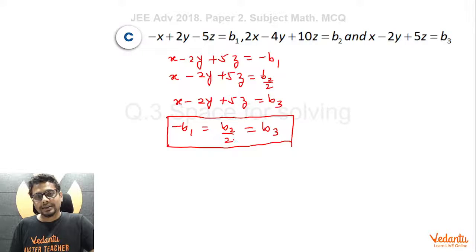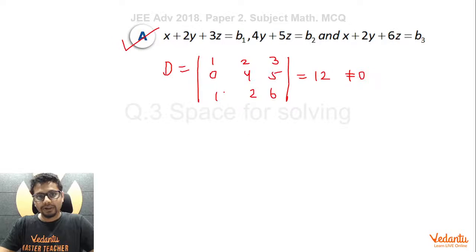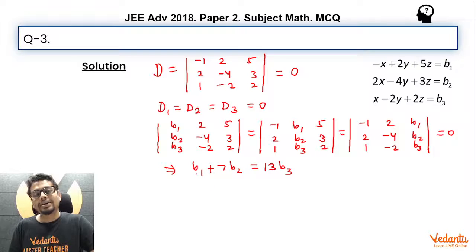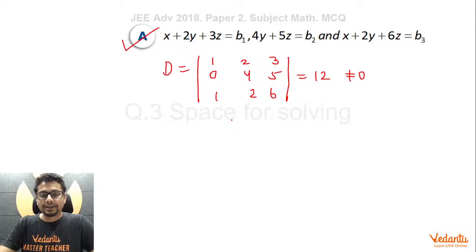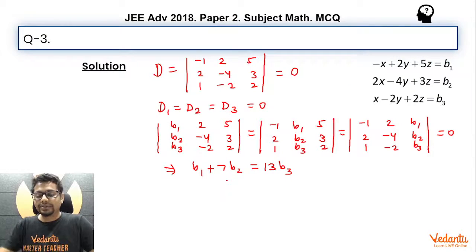Now clearly, the system of linear equations would not have at least one solution for all b1, b2, b3 belonging to set S. Why? Because all b1, b2, b3 belonging to set S follow this equation, b1 plus 7b2 equal to 13b3. However, for this system to have at least one solution, b1, b2, b3 follow this condition. And this condition is not an equal set or subset of this condition. So that means the condition that we have got for option C would not hold valid for every b1, b2, b3 belonging to set S.